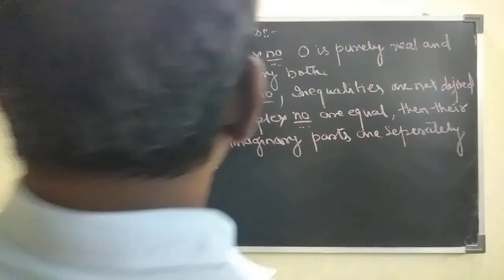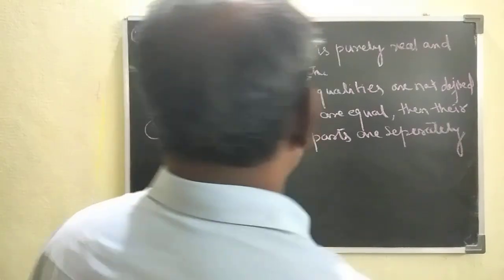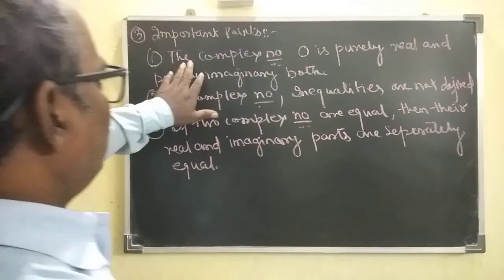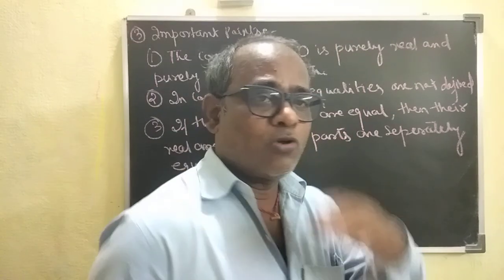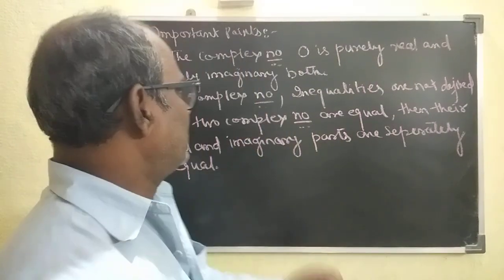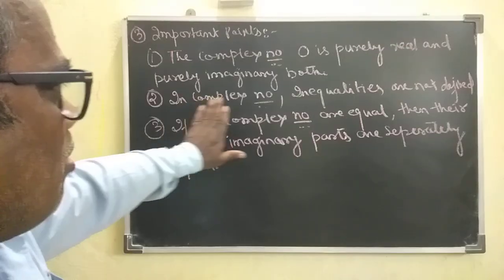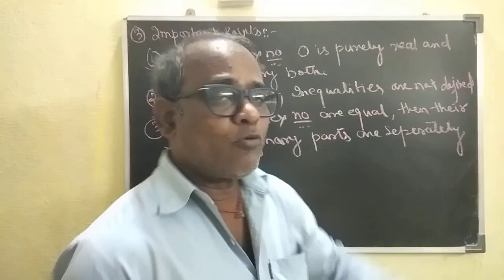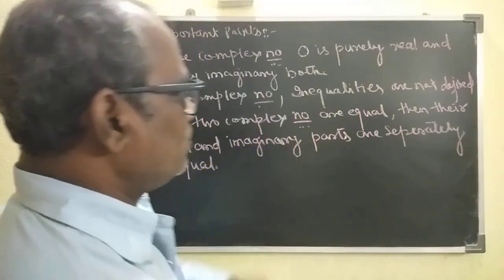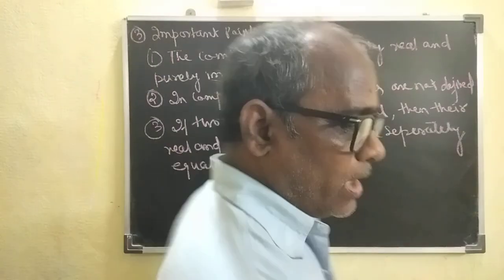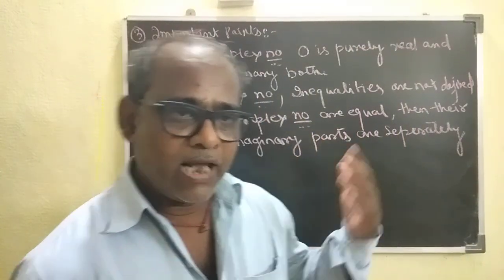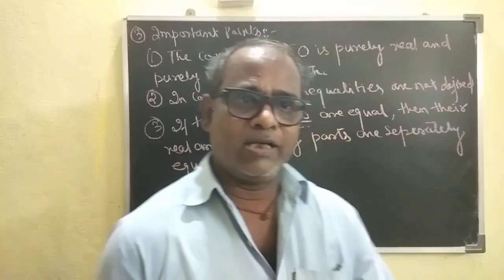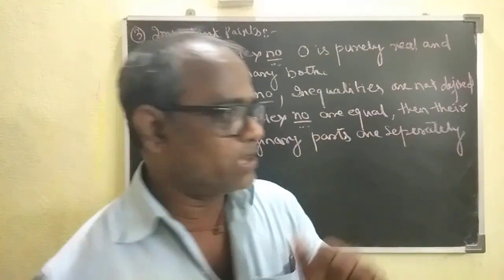अब हम complex number के कुछ important points के बारे में पढ़ेंगे. सबसे पहला जो point है वो है the complex number 0 जो है वो purely real है, उसको हम purely imaginary भी बोल सकते हैं. दूसरी बात यह है कि एक complex number में inequality का कोई मतलब होता ही नहीं है. क्यों नहीं होता है? क्योंकि i जो है which is imaginary, I have already said, it cannot be 0, it cannot be negative, it cannot be positive.